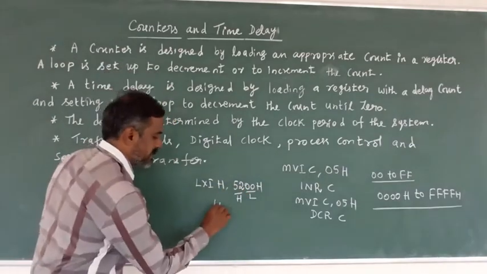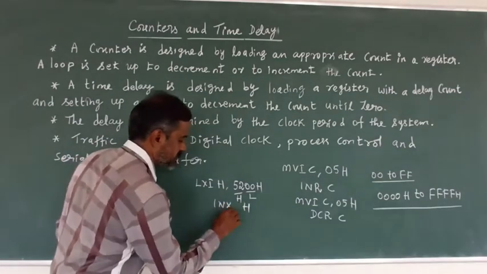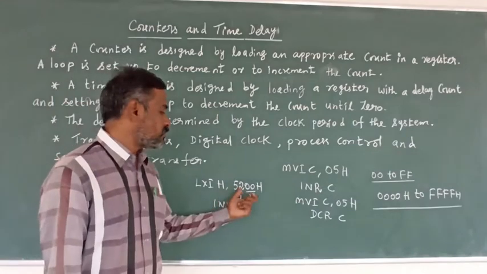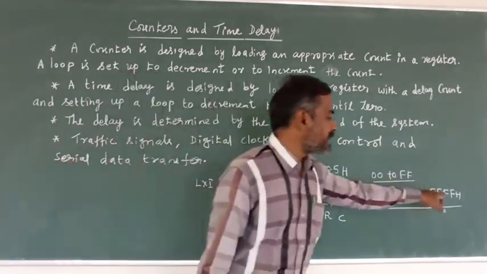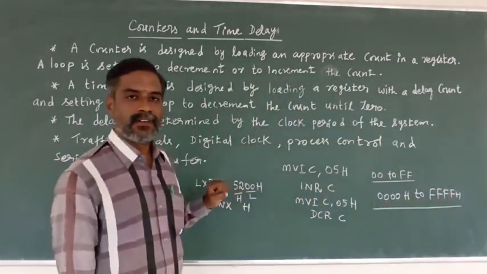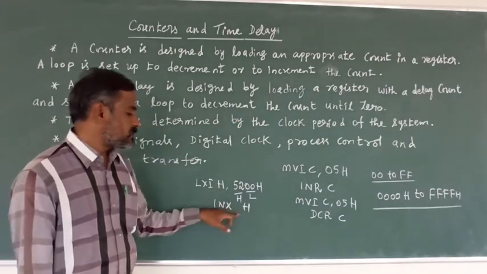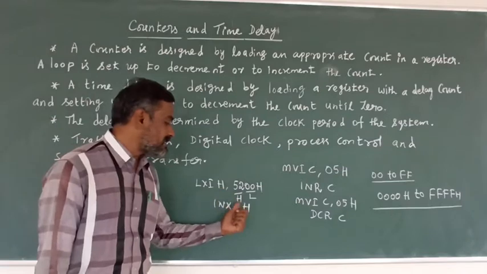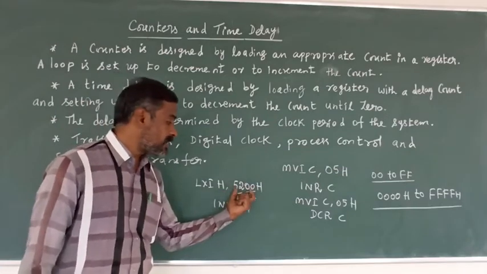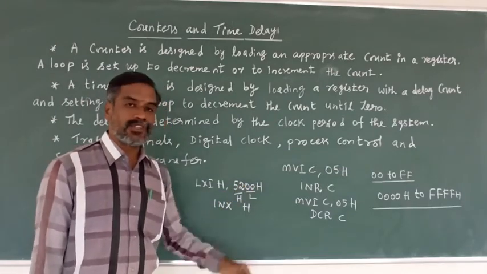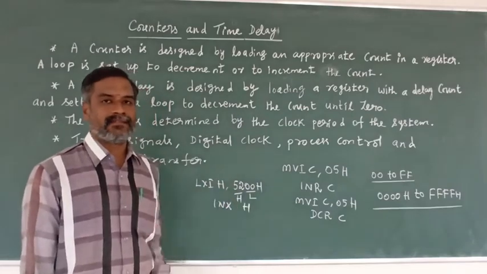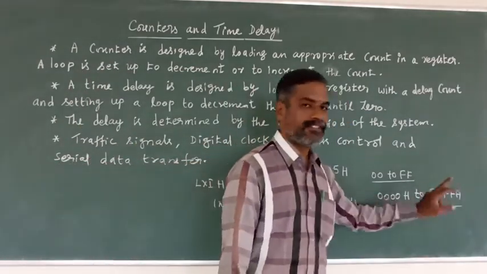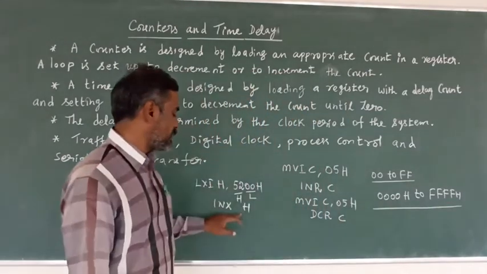Suppose to increment the register pair content from 5200 up to a maximum value, at that time we can use INX H. INX H means it will increment the given register pair content from 5200 to the required value. Suppose the required value is FFFFH, now we can use INX H.